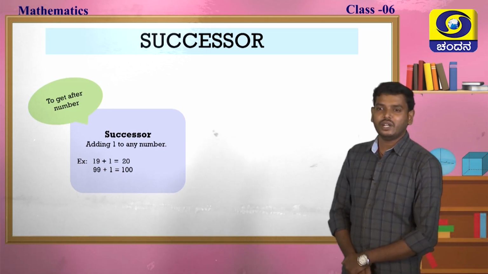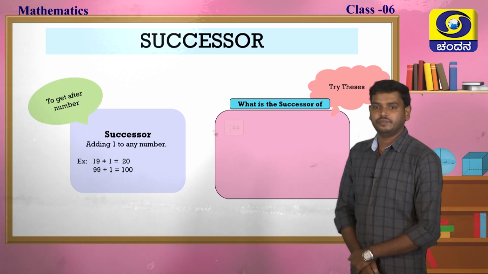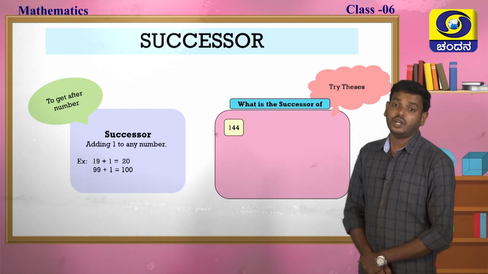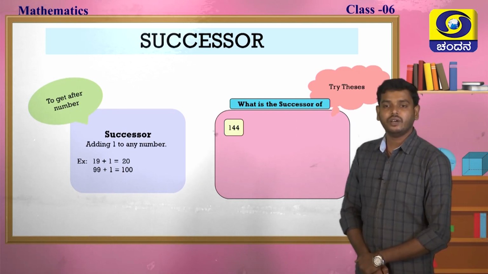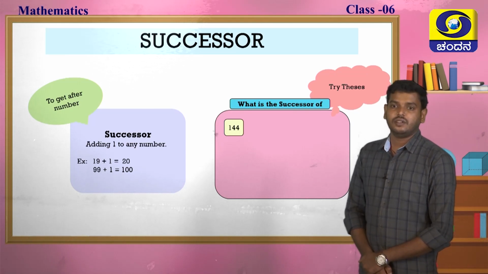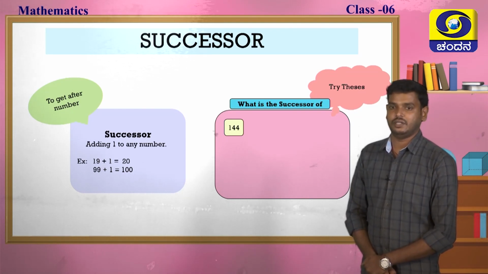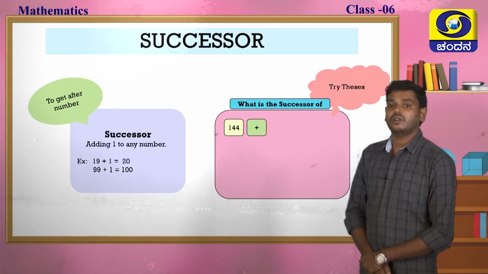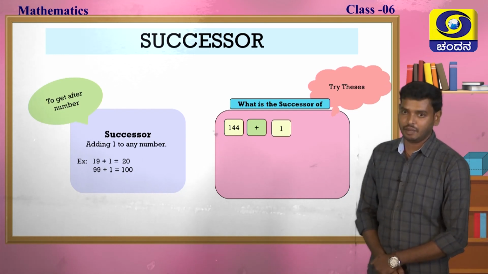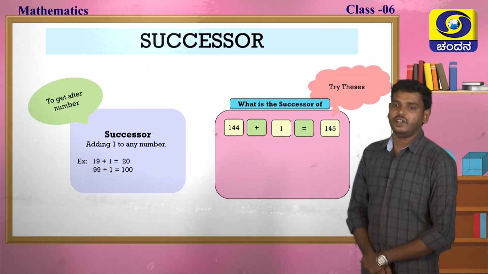Let us take a few more examples to learn the successor. What is the successor of 144? Now, you should answer me, children. What is the successor of 144? What do we have to do? For the successor, we need to add 1 to the given number. So, here 144 is the number we have. We have to add what? Yes, 1 to that number, which gives you the successor of 144, which is 145.